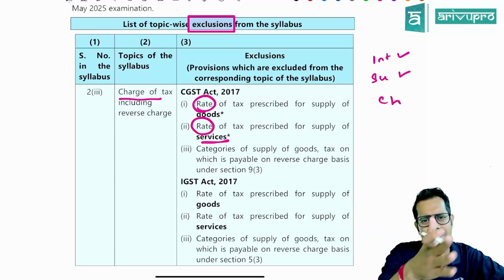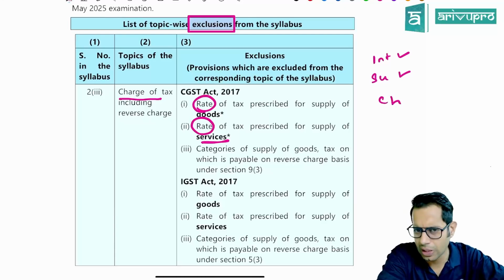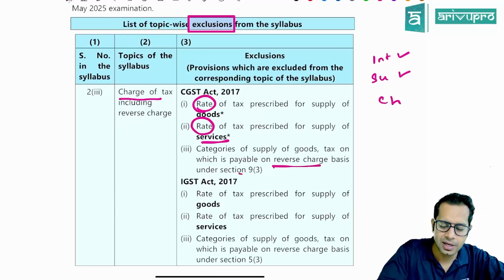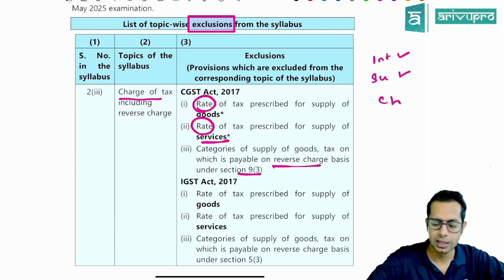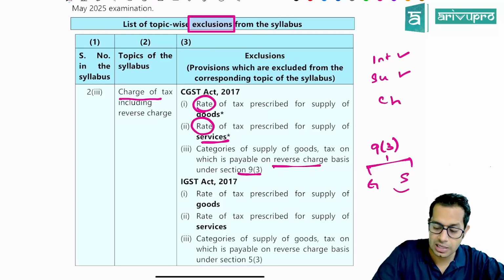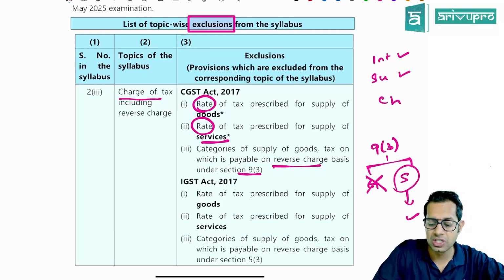You will have to apply the tax rate to solve the questions. You don't have to read any rates. Then there are items taxable under reverse charge, section 9 subsection 3. There are few items taxable under reverse charge. I told there are goods also taxable under reverse charge and services also taxable under reverse charge. Services is part of your syllabus, goods is not part of your syllabus.